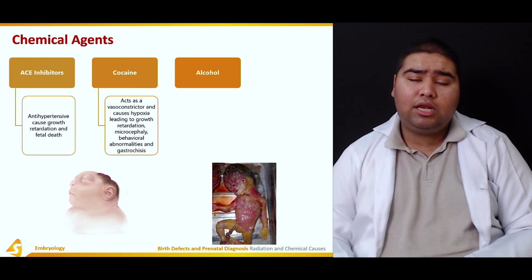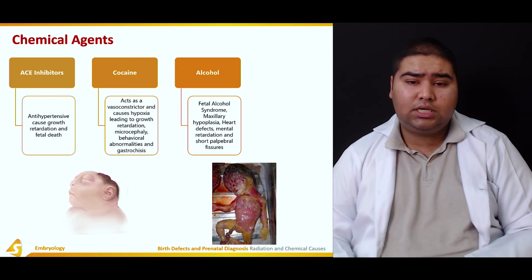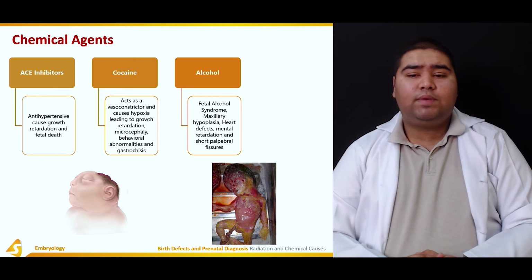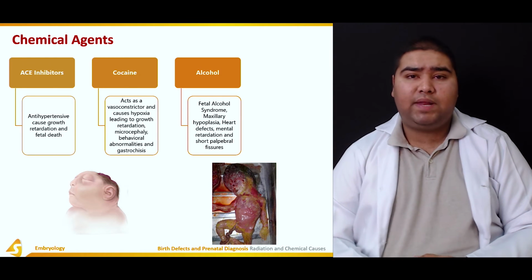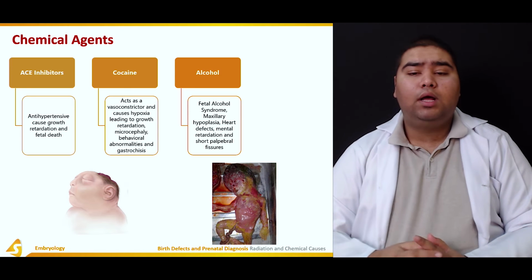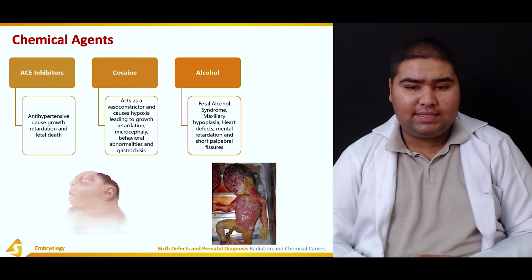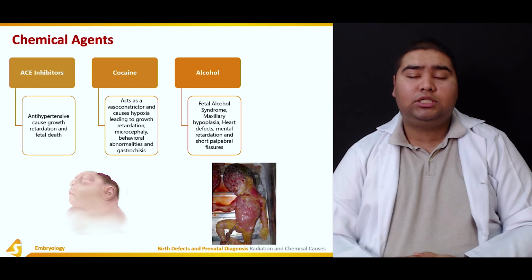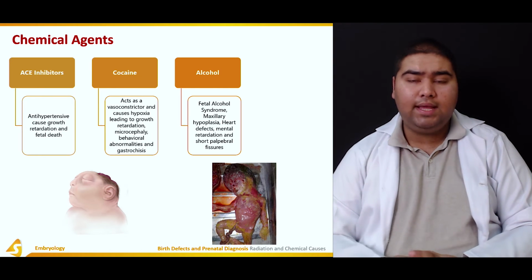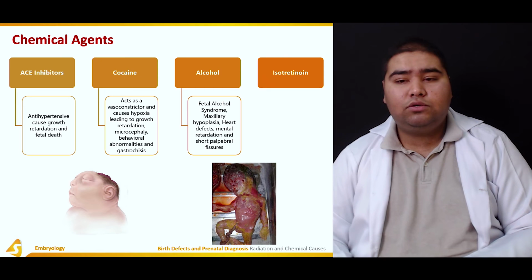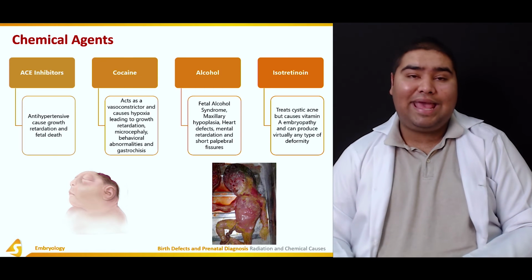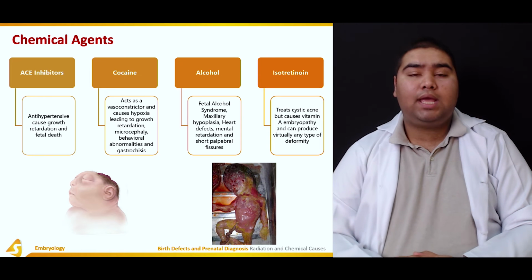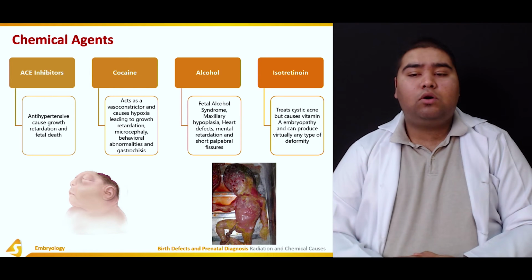Now, alcohol, again, a very important recreational drug. It may cause fetal alcohol syndrome, which may lead to maxillary hypoplasia. Maxilla is the upper jaw. So maxillary hypoplasia, improper formation, heart defects, mental retardation, and palpebral fissures may be small. Isotretinoin is used to treat acne, cystic acne in particular, but it causes vitamin A embryopathy and can cause virtually any type of deformity.